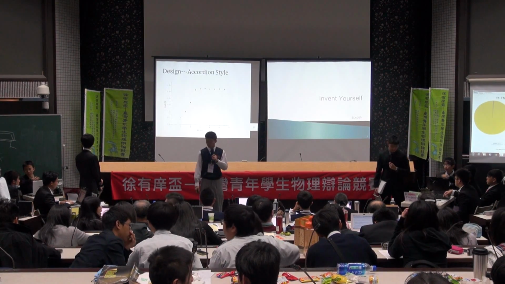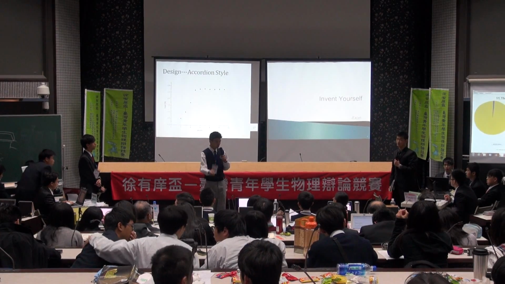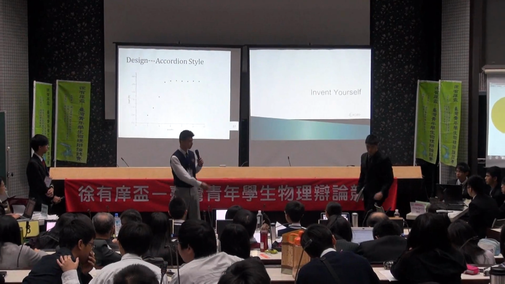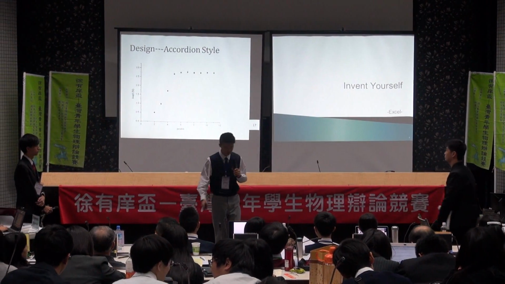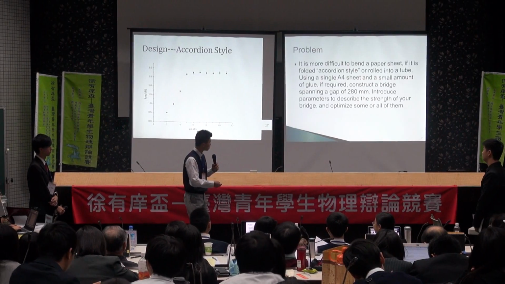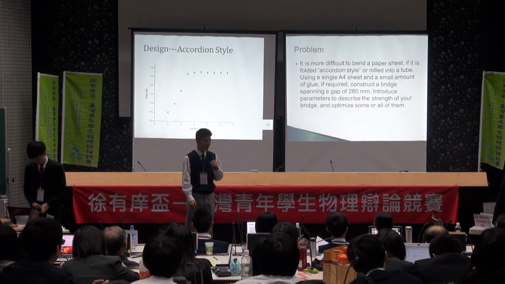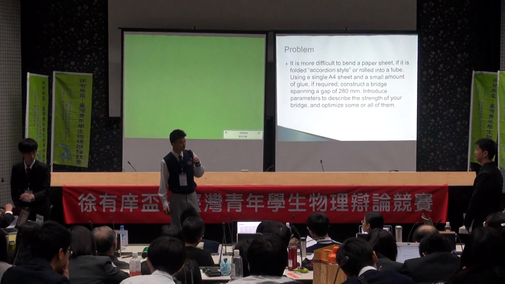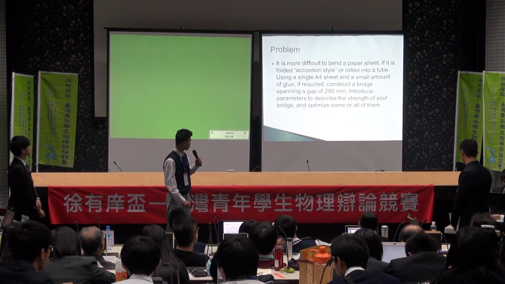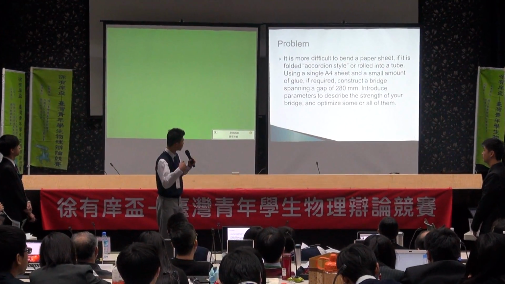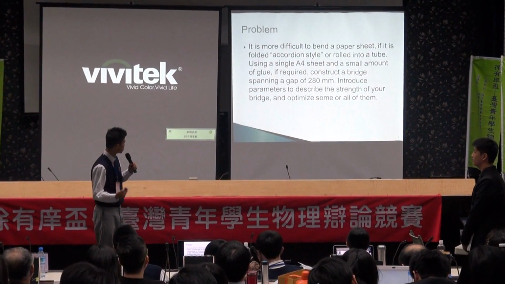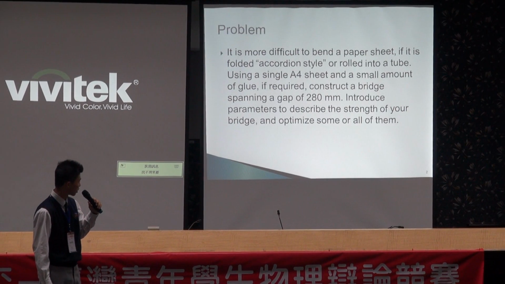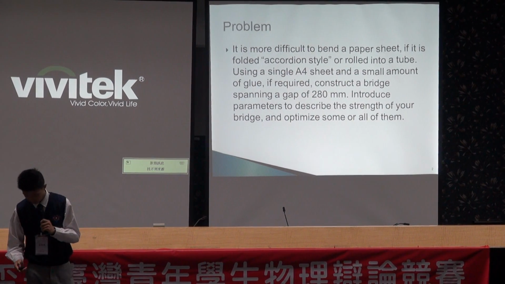Good morning, everyone. I'm the reviewer from Team Excel. First, I want to thank the reporter for a nice presentation and a fascinating discussion between the opponents. Let's do a little recap of our problem. The question states that it's more difficult to bend a paper sheet if it is folded accordion style or in the tube. Use a single A4 sheet and a small amount of glue if required. Construct a bridge spanning a gap over 280 millimeters. Introduce parameters to describe the strength of the bridge and optimize some or all of them.